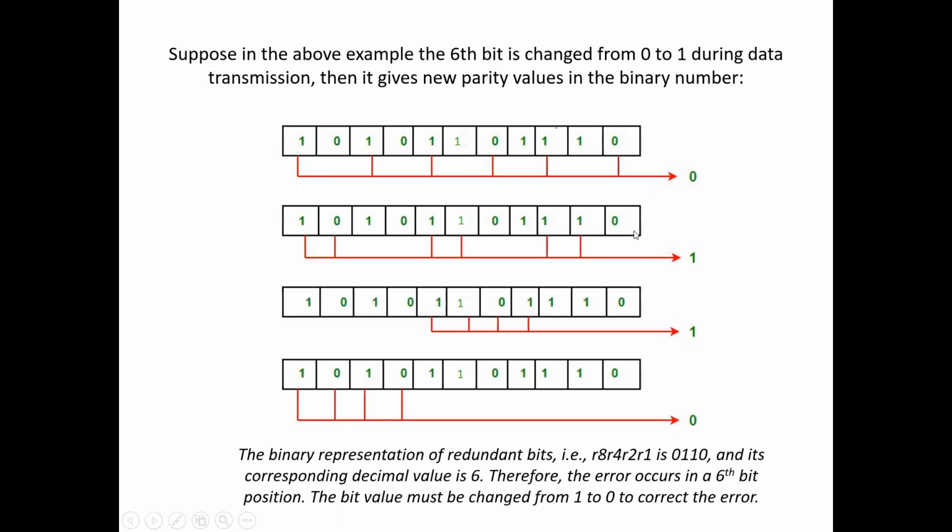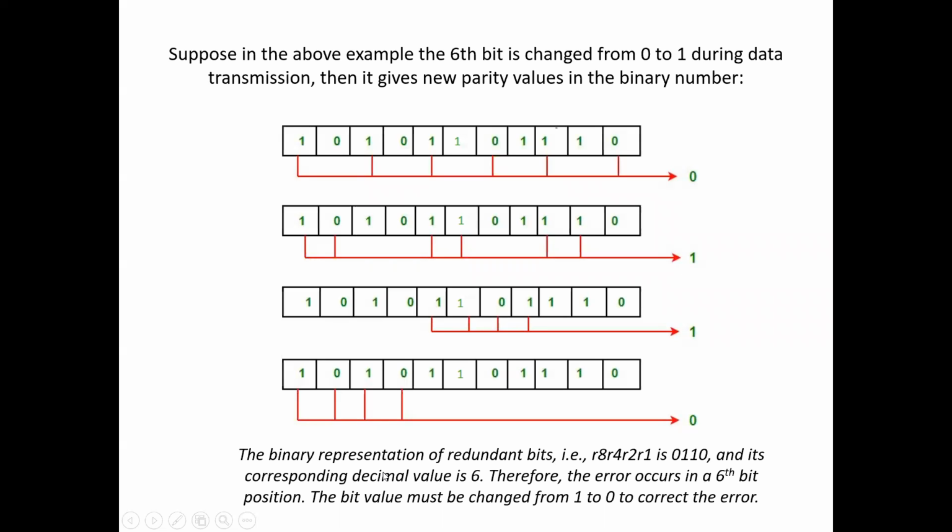Next, once again calculate R2, and also R4 and R8. At the receiver side, we calculate the parity bits again. Here 0, 1, 1, 0. So R8 is 0, R4 is 1, R2 is 1, R1 is 0. Next we take the binary representation 0, 1, 1, 0, that is R8, R4, R2, R1, but not R1, R2, R4, R8. Remember the point: we take the binary representation as R8, R4, R2, R1.